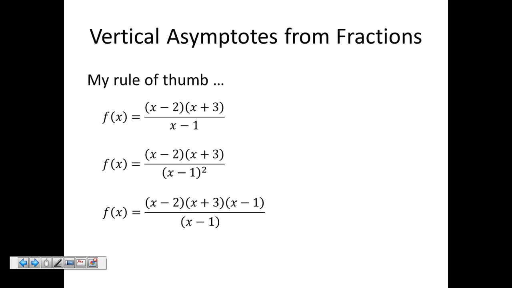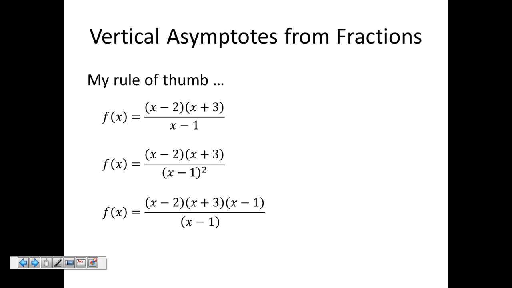So here's my rule of thumb. Now, my rules of thumb are a good place for me to start. I may have to still do some work to verify my rule of thumb, but here's my rule of thumb. When I see a rational function and it's all factored out in the bottom, I have this factor on the bottom of x minus 1 in all of these rational functions.